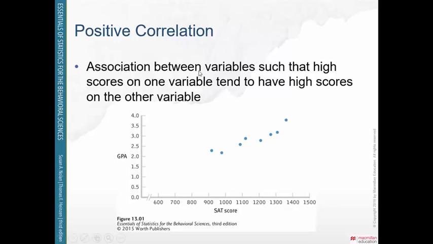Here's another one. Association between variables for positive correlation. Again, as you're low on one, you're lower on the other. Higher on one, you're higher on the other. Here's SAT and GPA. That's the one we just looked at. As students are lower on SAT, they tend to also be lower on GPA, right? We've got a 900 and a 2.4. And then as students get higher SAT scores, they tend to have higher GPAs. This again is a positive correlation.